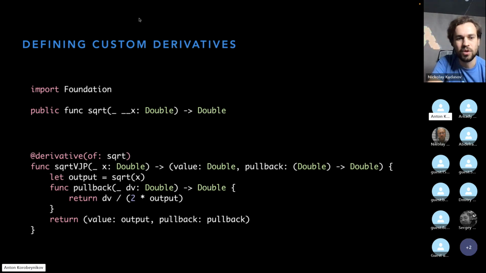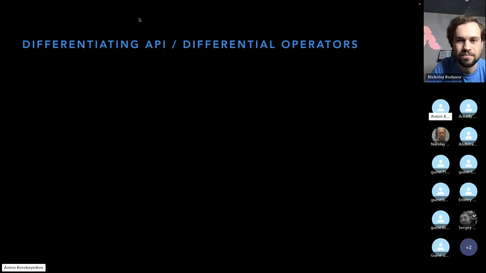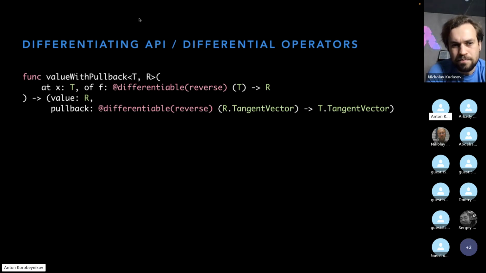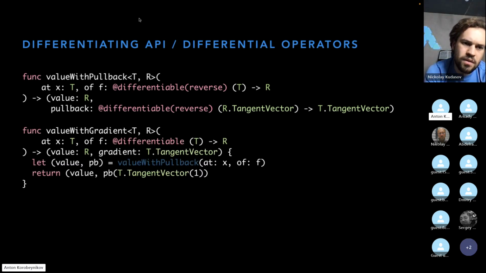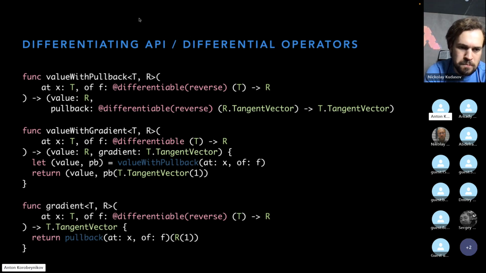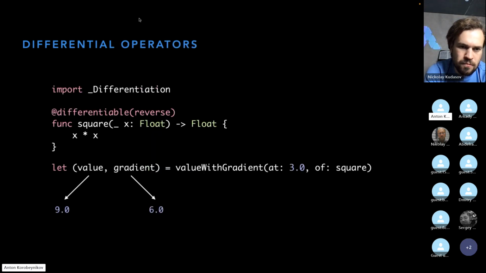Okay, all right. So let's talk about the operators. The main core operator here is valueWithPullback. It takes the value and differentiable function and returns the original result of the function and the pullback, that is, the transpose or adjoint of the differential, which computes the directional derivatives. Everything else is essentially implemented in terms of it. For example, the valueWithGradient function works for scalar output functions and evaluates the pullback at 1. And gradient also returns the gradient values and discards the original results. There are many more things here that we can use.